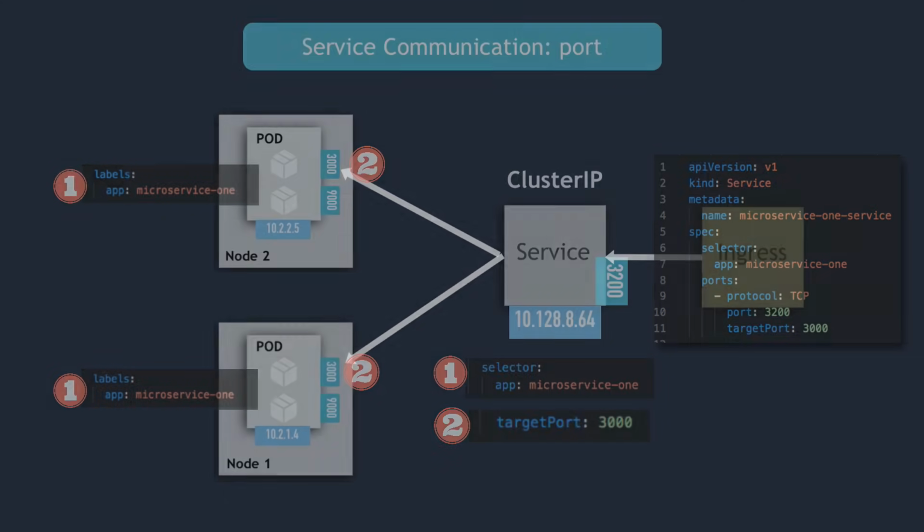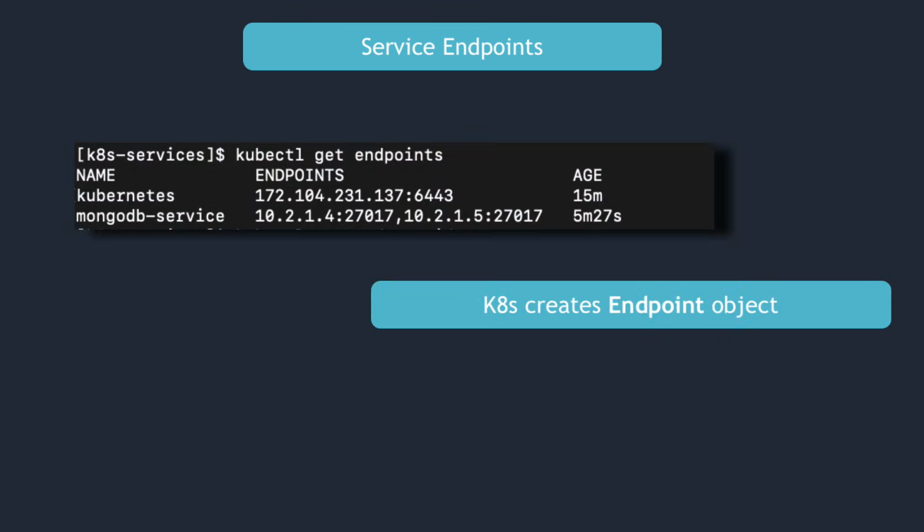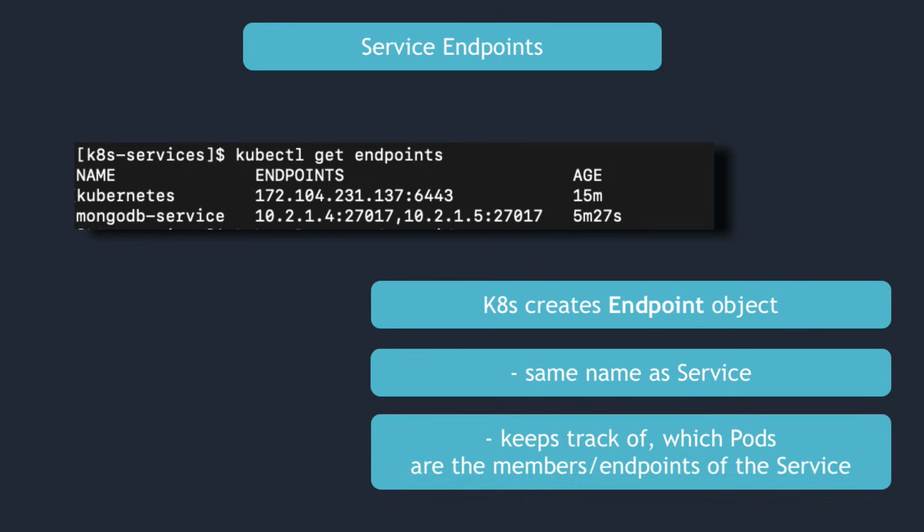In this case, 3000. Also note that when you create a service, Kubernetes creates an endpoints object that has the same name as the service itself, and Kubernetes will use this endpoints object to keep track of which pods are members of the service. Or as I said, which pods are the endpoints of the service. And since this is dynamic, because whenever you create a new pod replica or a pod dies, the endpoints get updated, so this object will basically track that.